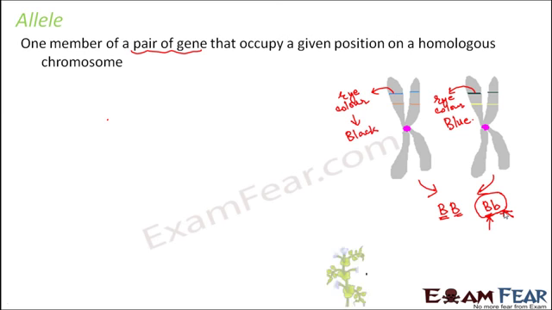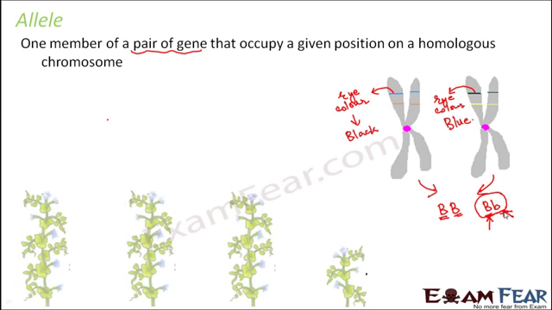Let us take another example. Let us consider height of a plant. Height of a plant can be denoted in many ways. For example, a capital T. That means the plant is tall. And both the alleles are the same here. Both the alleles say that it has to be tall. There is another possibility, capital T, small t. That means it has received capital T from one parent, small t from another parent.